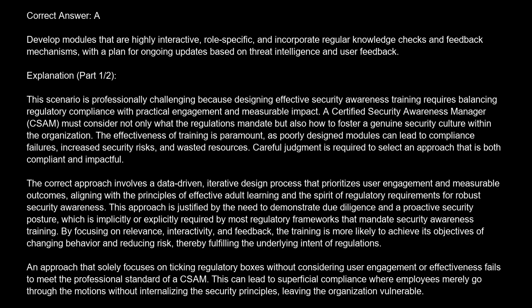The correct approach involves a data-driven, iterative design process that prioritizes user engagement and measurable outcomes, aligning with the principles of effective adult learning and the spirit of regulatory requirements for robust security awareness. This approach is justified by the need to demonstrate due diligence and a proactive security posture, which is implicitly or explicitly required by most regulatory frameworks that mandate security awareness training. By focusing on relevance, interactivity, and feedback, the training is more likely to achieve its objectives of changing behavior and reducing risk, thereby fulfilling the underlying intent of regulations.